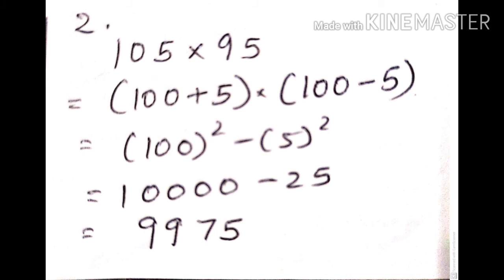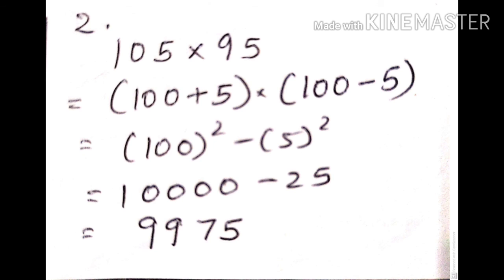Now the next question is to evaluate using an identity. Here it is compulsory to use the identity, students. 105 and 95 are nearby values of 100, so I have written 100 plus 5 and 100 minus 5. Taking 100 square minus 5 square, that is 10,000 minus 25. By subtraction we have 9,975. This is very simple. I think you have solved this type of question in standard 8 also.